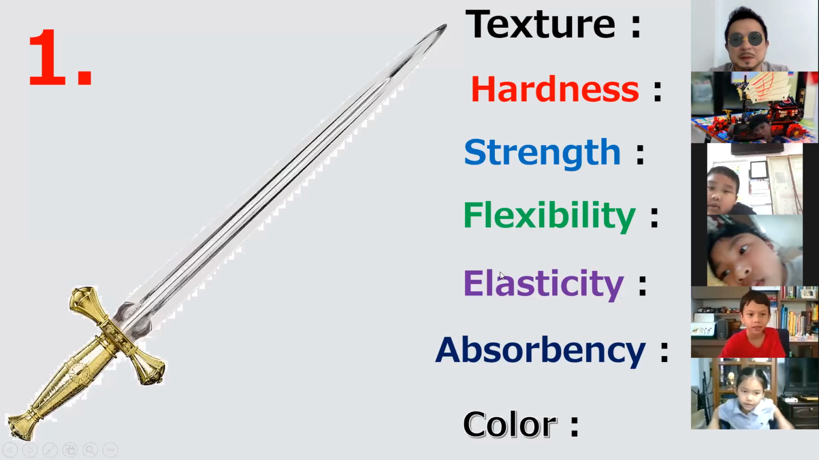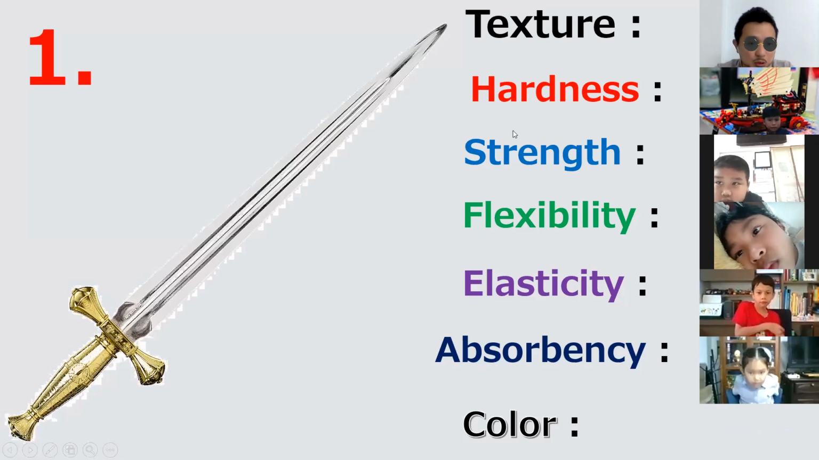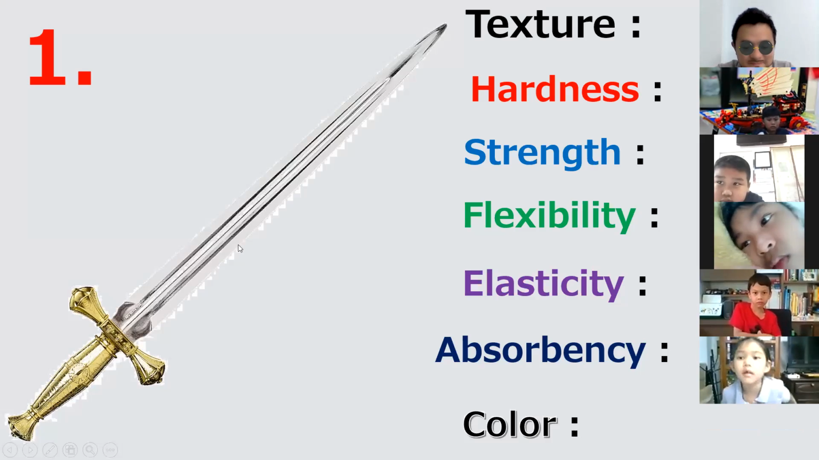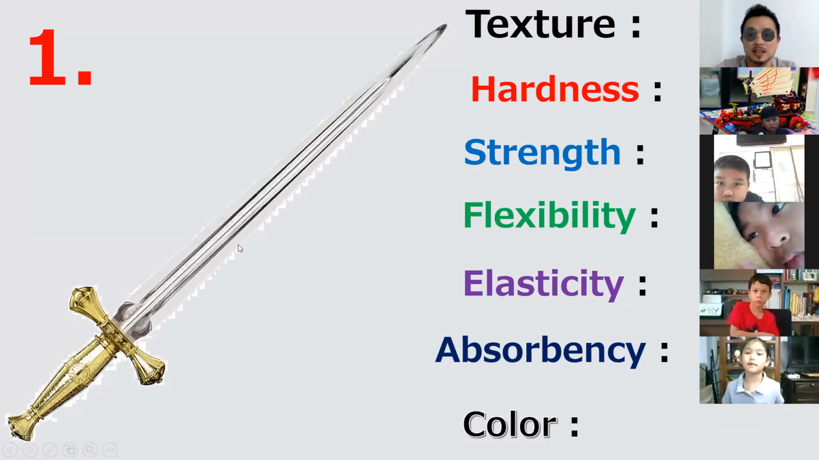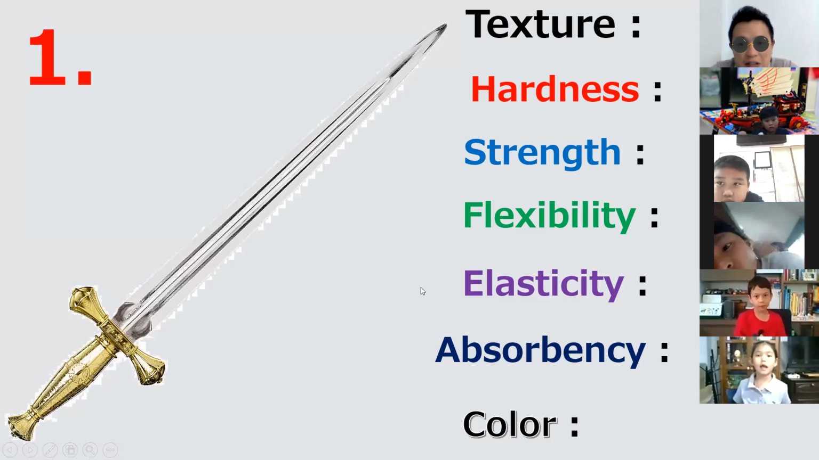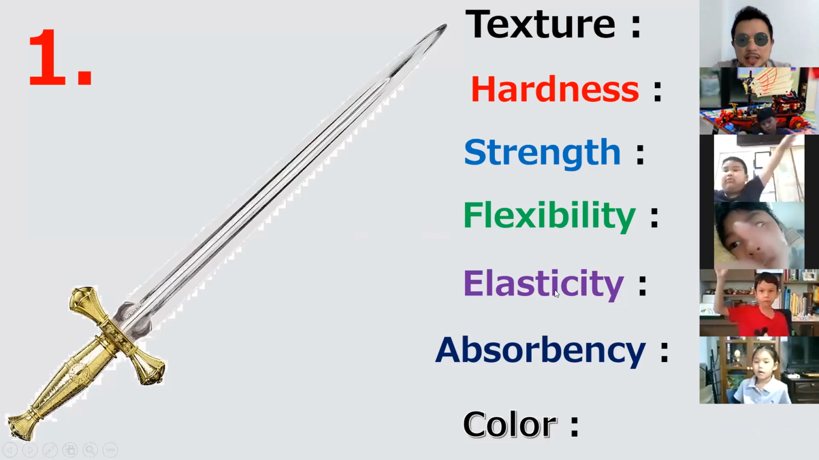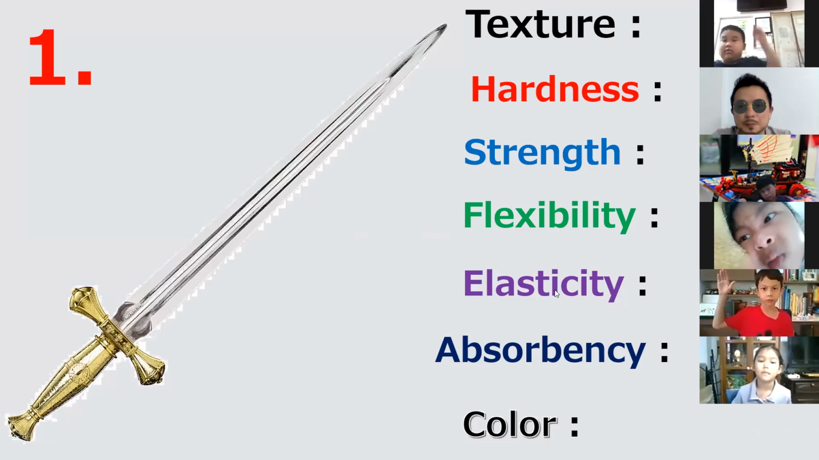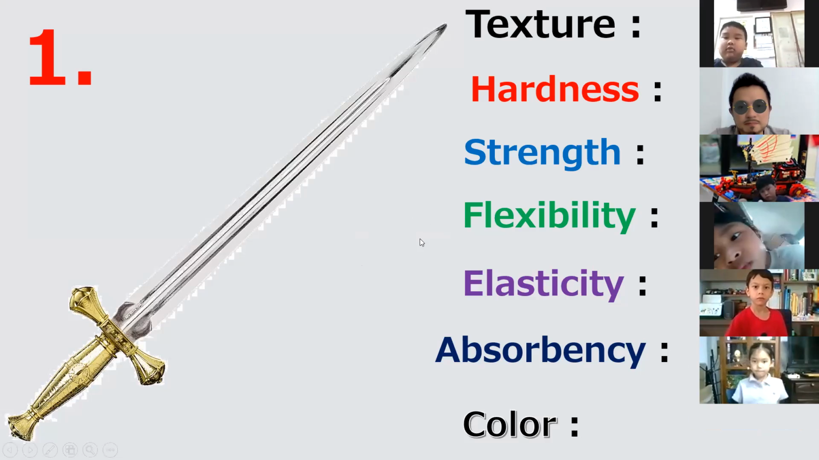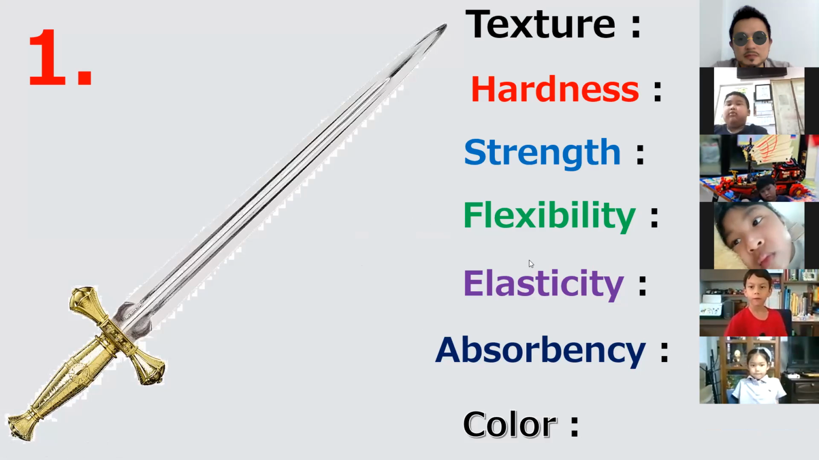So look at this. What is the texture of the sword? If it is rough or smooth, what do you think? Is it rough or smooth? Ellen? Yes, Ellen? Rough.